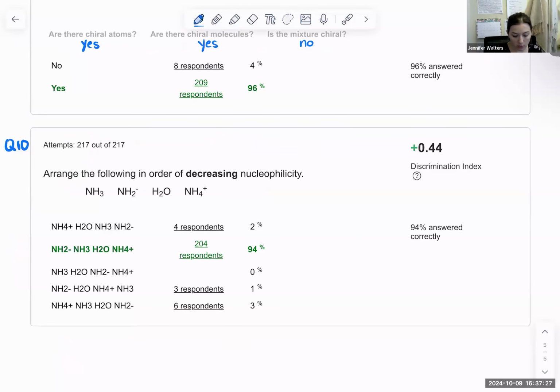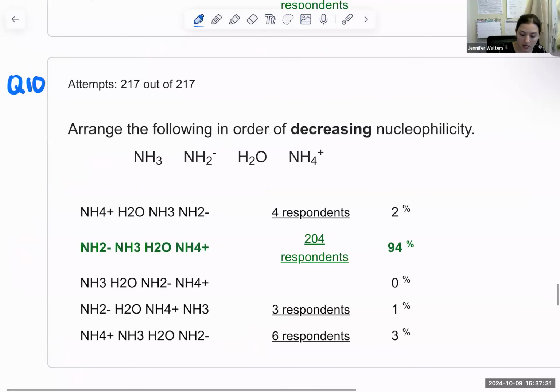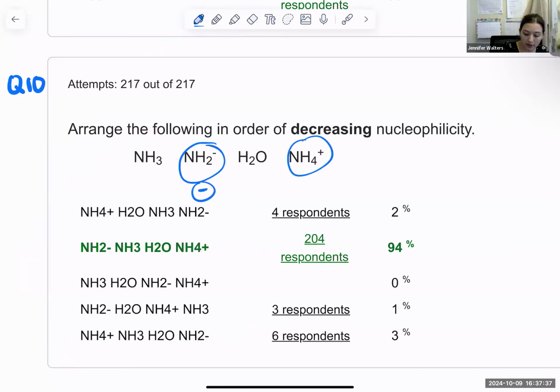Question 10, arrange the following in order of decreasing nucleophilicity. All right, so this is pretty similar to our base trends. Our most nucleophilic is going to be the one that has the negative charge. Our least nucleophilic is going to be the one with the positive charge, also the one with no lone pairs. That ammonium ion is absolutely not nucleophilic in any way, shape, or form. It can't attack anything. It has no concentration of electron density to attack.